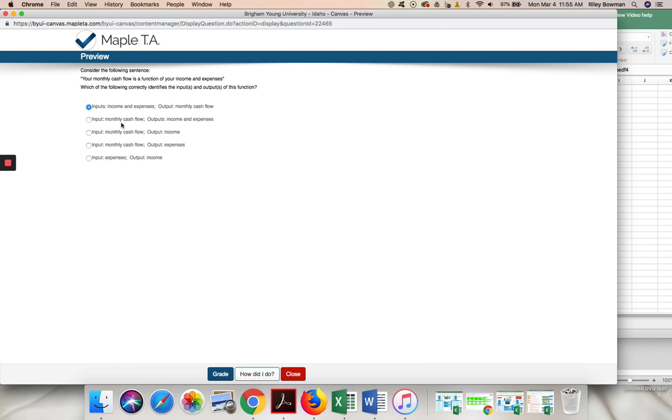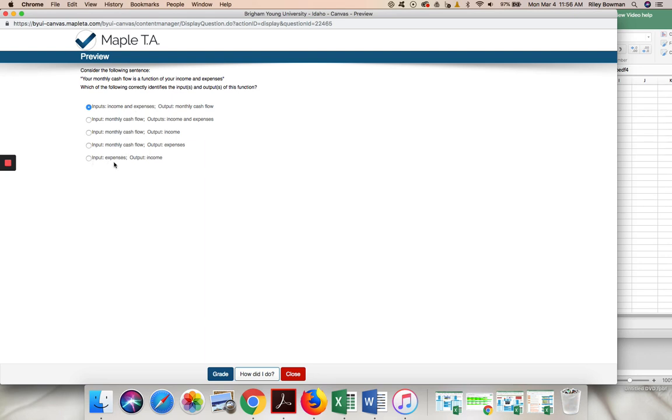The input is monthly cash flow. So I'm not inputting the cash flow. We're putting in the income and expenses. So the cash flow is the function of this. So that's our inputs. So we don't even need to go to the next one. The input monthly cash flow, again, I'm not even going to go any further because those are both wrong. And that one's wrong too because we're not putting in the cash flow.